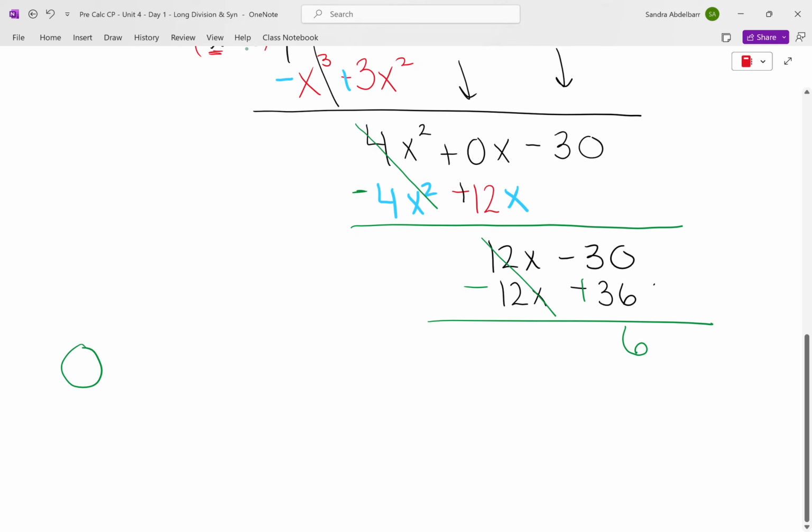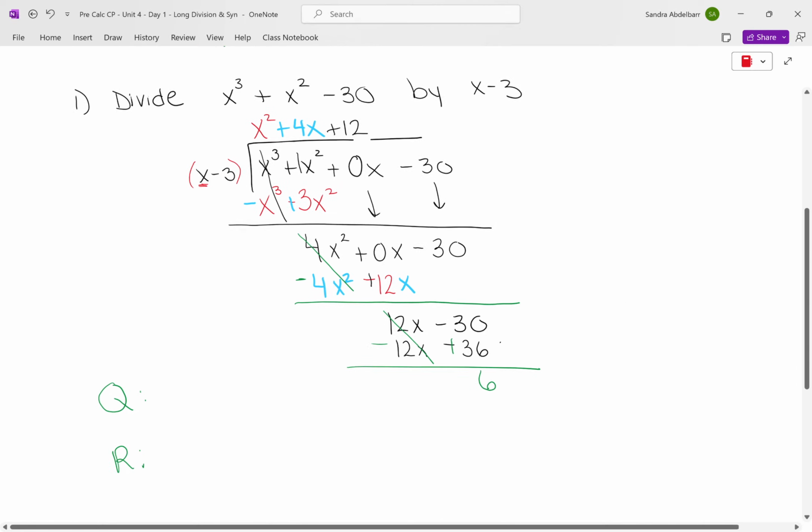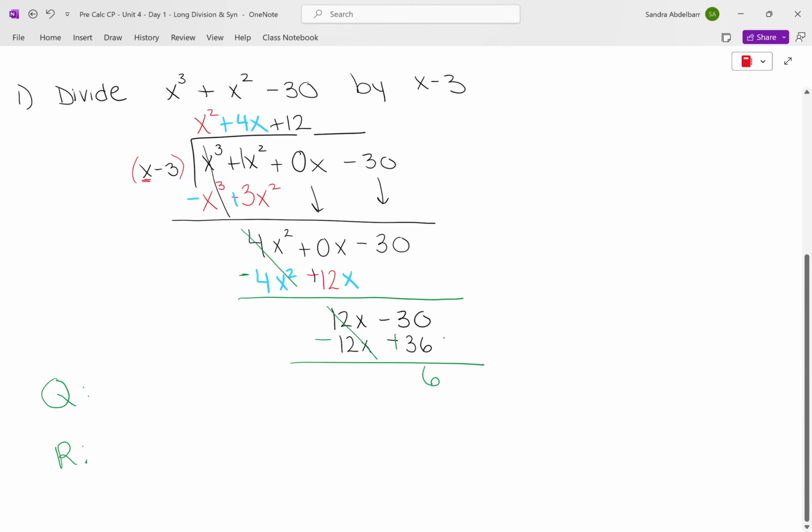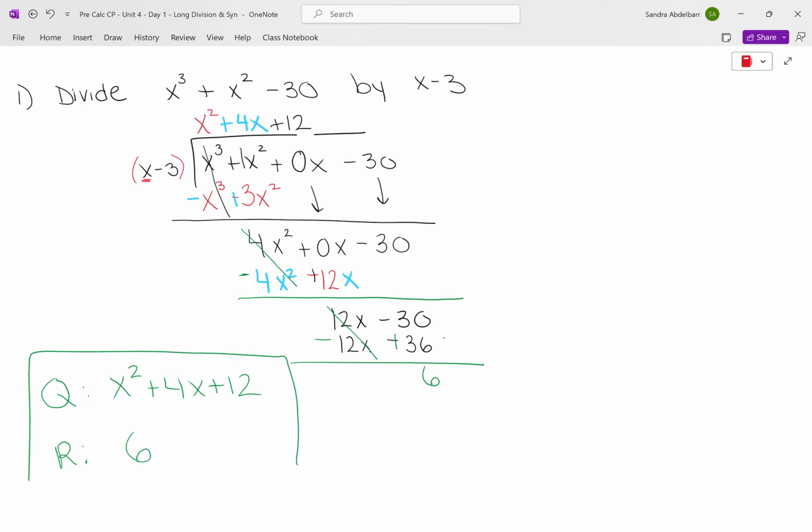So now what you're going to see is me writing Q and R. When I say Q and R, I want you to write out the quotient. The quotient is whatever we have on top of the division house. So the quotient here is x squared plus 4x plus 12. And what's the remainder? 6. So that's the Q and R.